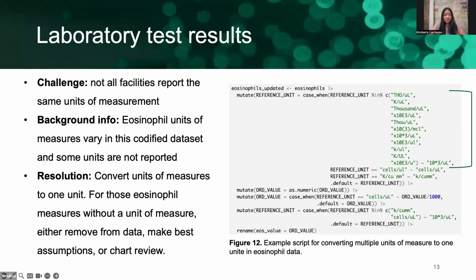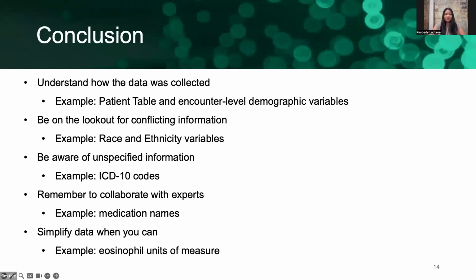In addition, this is not shown, but we also found instances where some eosinophil data did not report any units of measure. And so this is actually an example of an issue we are currently working on. We can remove the data, make our best assumptions, and possibly do chart review on the missing data where maybe the units of measure is available in unstructured data.